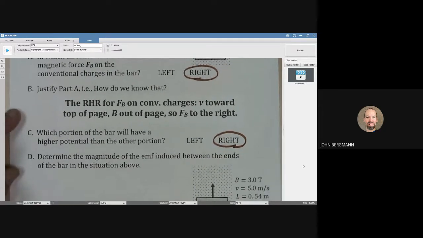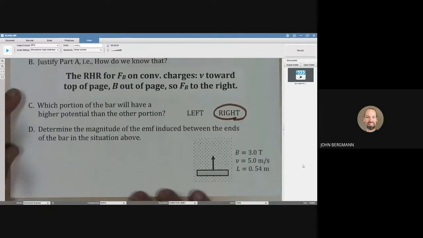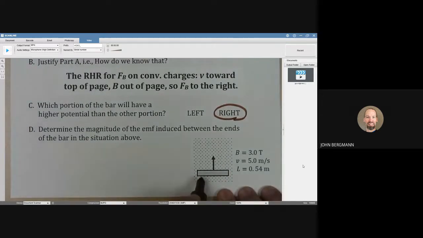Now, what's the magnitude of the EMF induced between the ends of the bar here? As we've just said, there was a magnetic force on the conventional charges, or on the conducting electrons. It doesn't make any difference. But the point here is that this side will have a higher potential, so I'll put a little plus by it, and the side on the left will have a lower potential, so I'll put a negative there. And what we are ending up with is a magnetic force. Let's just take the conventional charges. There is a magnetic force that is directed to the right on conventional charges, FB.